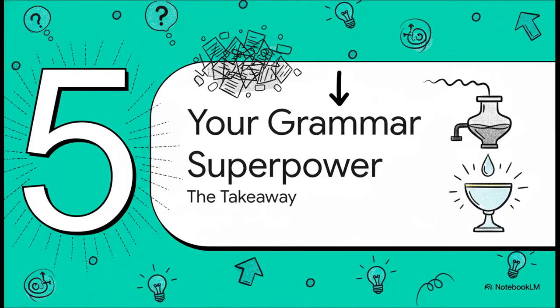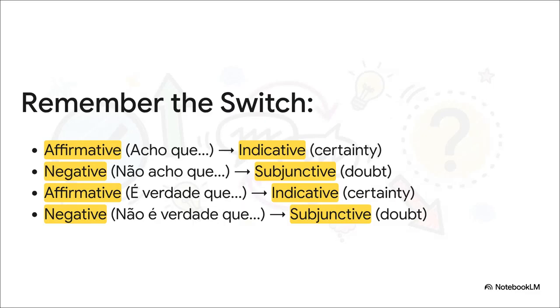All right, so we've broken down the theory, we've seen a bunch of examples, and you've even had a chance to practice it yourself. Now, let's just boil this all down to one super simple, really powerful takeaway. Look, here's all you have to remember. If it's an affirmative statement, acho que or é verdade que, it signals certainty. You use the normal indicative. The second you see a negative, não acho que or não é verdade que, that signals doubt. You flip the switch and use the subjunctive. That's it. That is your grammar superpower in a nutshell.